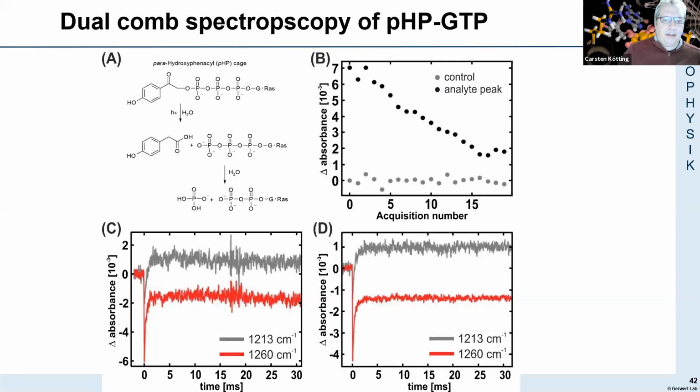And indeed, we now get a much faster formation of the GTP. We still see a very fast transient here, but this might be just a heat artifact. But within less than a millisecond, we have the GTP with a very stable baseline here.